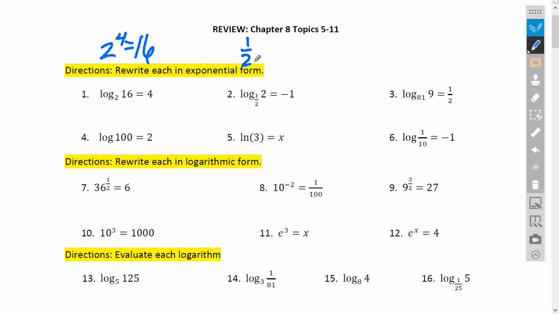Number 2, 1/2 to the negative 1 equals 2. Number 3, 81 to the 1/2 equals 9. Remember, the 1/2 means square root. The negative exponent means to flip it. Number 4, we have common log of 100 equals 2. So remember, no base written here, it's a base 10. So 10 to the second power equals 100.